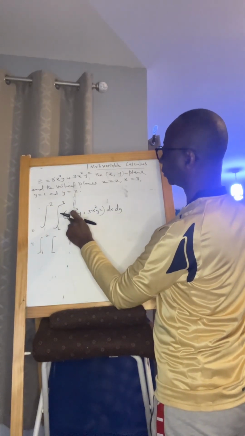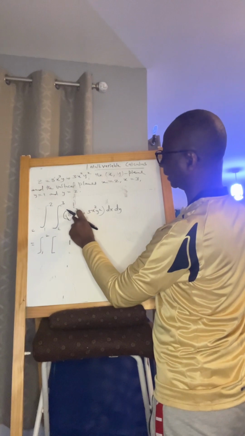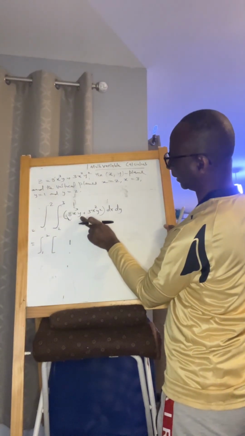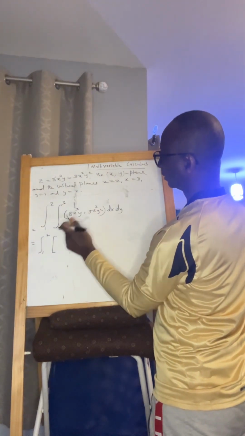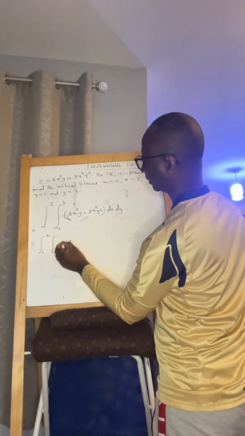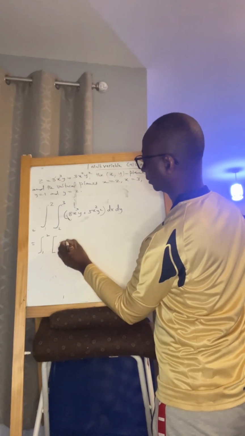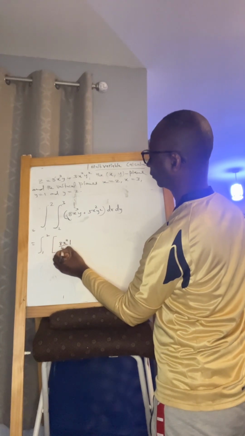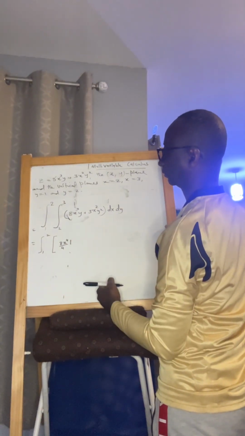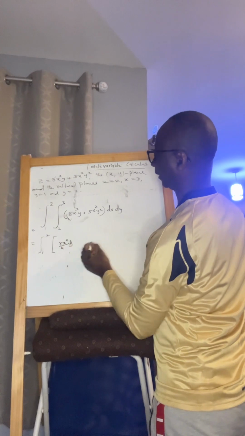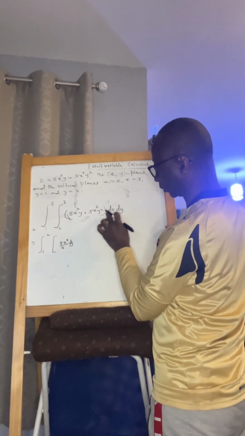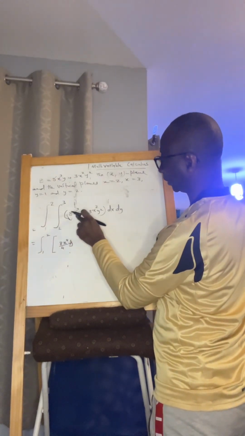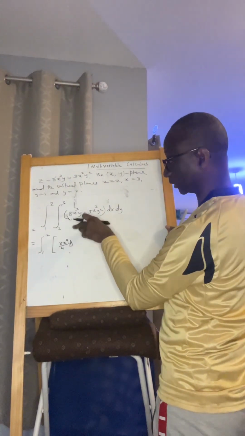Yeah? So you have 8x. If you integrate 8xy, you're going to get 8x to the 4 all over 4y. Y is constant. You are integrating with respect to x. Yeah? So y is constant. You remember that formula we use? That's what we are using here.